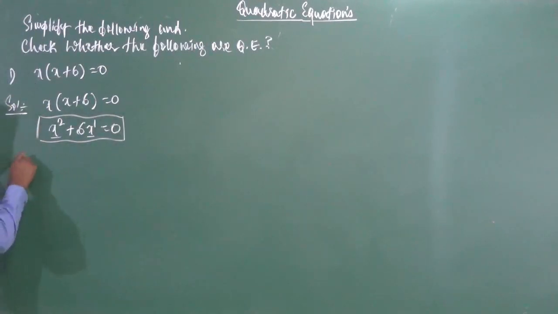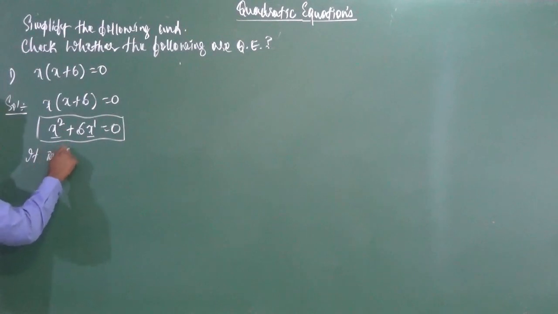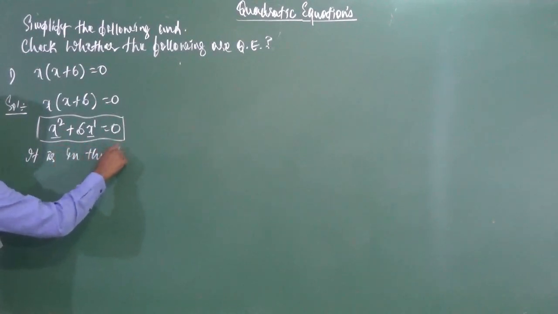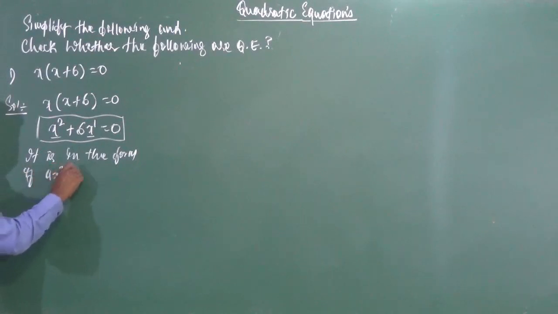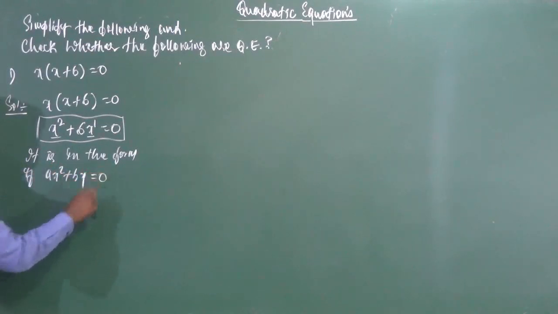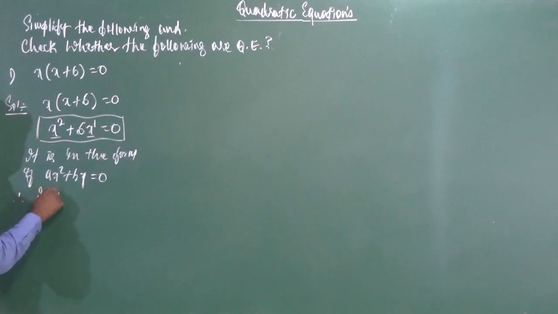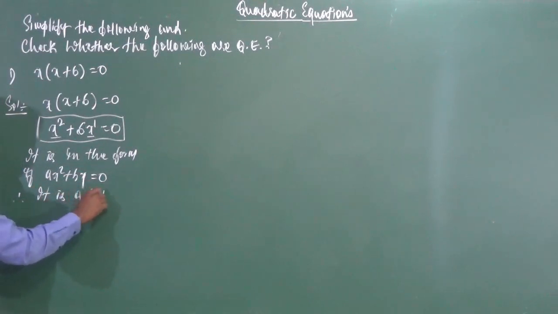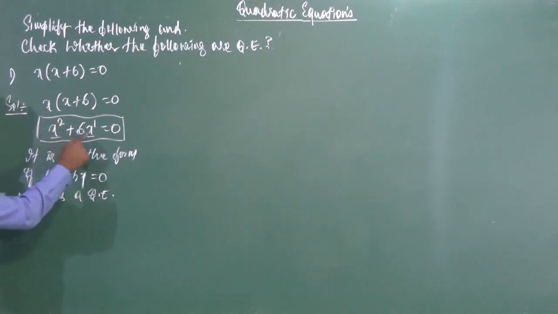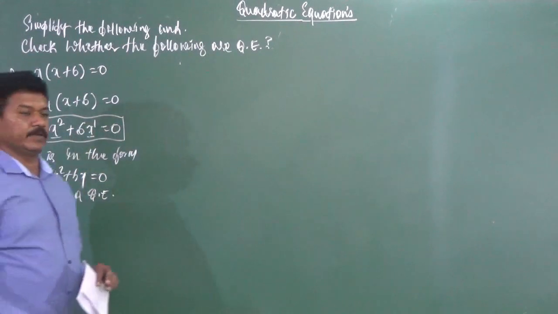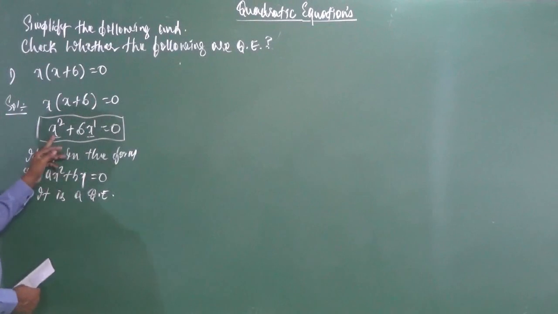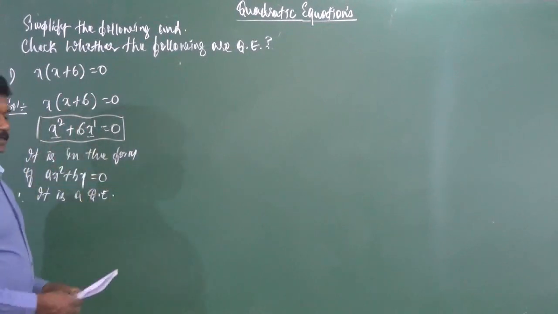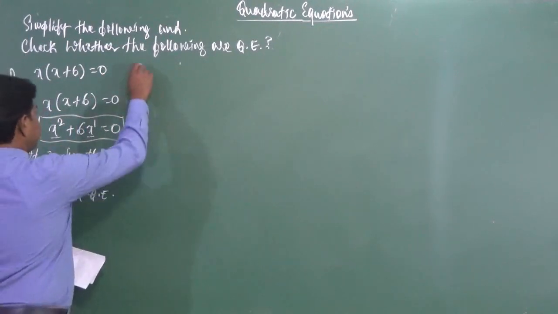So it is in the form of ax square plus bx is equal to 0. Therefore it is a quadratic equation. That is, the variable exists in degree 2 as well as in degree 1. We can see the same variable, no single variable. That is, here x and here y, we don't find that. So right, next problem.